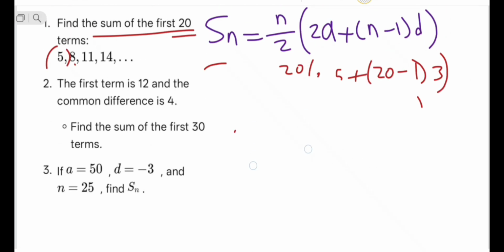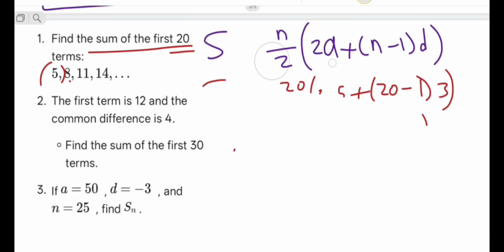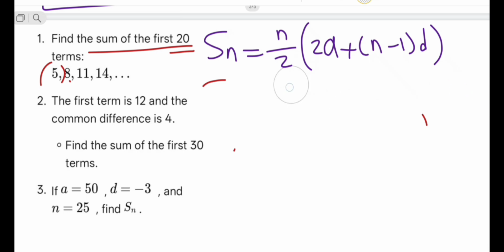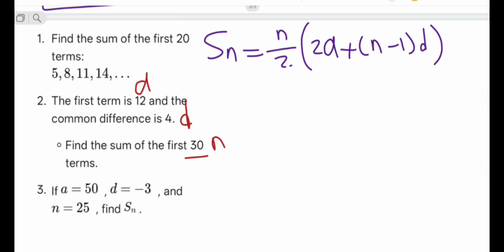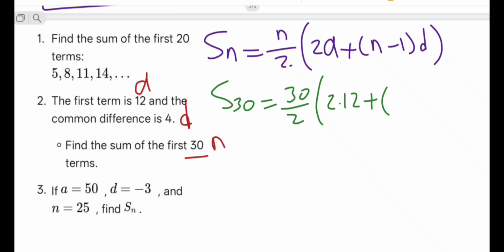The next question is, the first term is given. The first term is 12. They are asking, the common difference is 4. This is a, this is d. Find the sum of first 30 terms. n is given, so we will just replace in the formula. n is 30. 30 divided by 2, 2 multiply a, the first term, which is 12, plus n, what is n? 30 minus 1. What is d? It is 4.